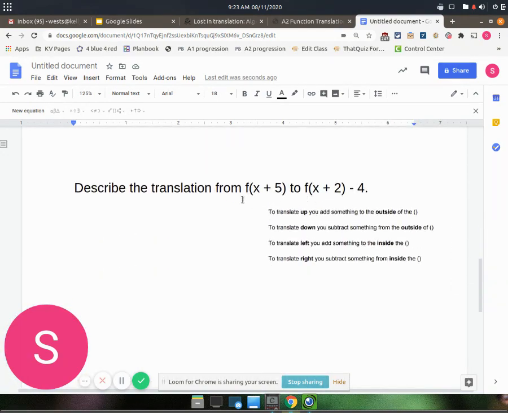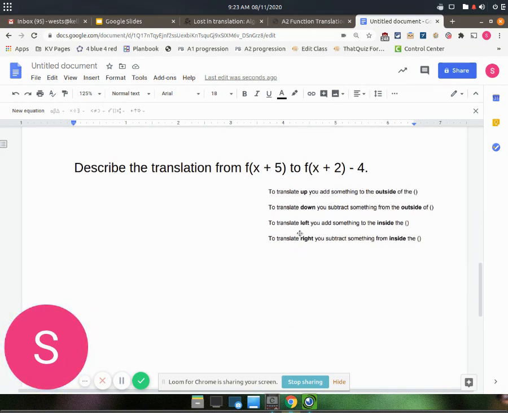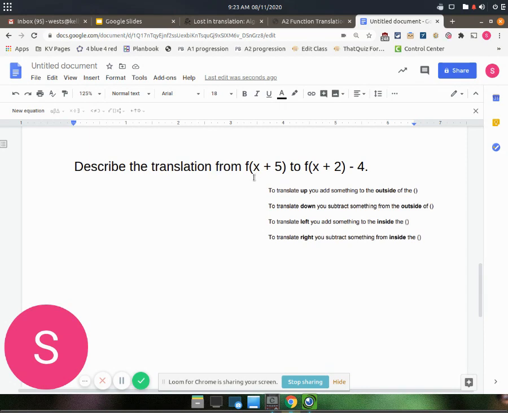All right, this time we're comparing from one translation to the next. Describe the translation from this one to that one. So on the outside, you can already tell, they moved it 4 units down. That's the easy one. 4 units down.